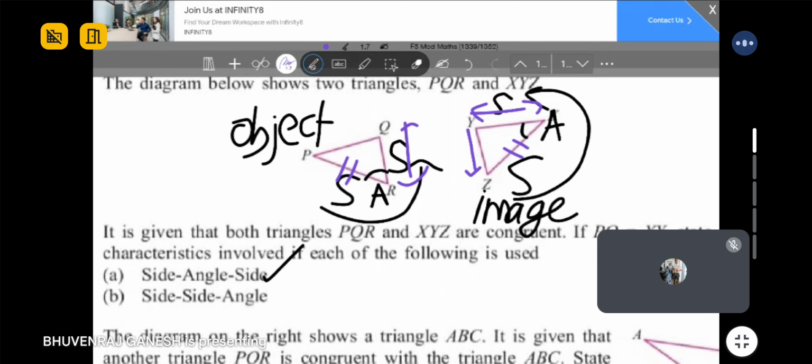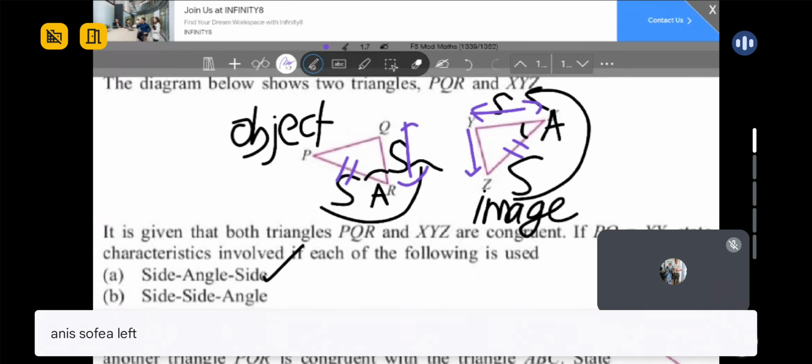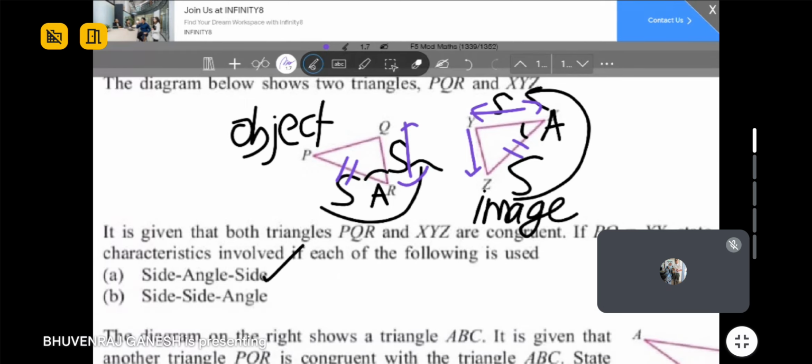So, kamu nampak secara betul. Adakah QR ni sama dengan YK? Kalau kamu nampak wajah. Sebenarnya tak sama tau. YZ sama dengan QR. Okay, YZ equal to QR guys. If you see carefully, after you rotate the whole thing. Okay. So, the answer is actually QPR sama dengan YXZ. Okay.